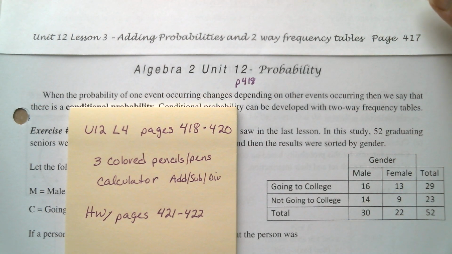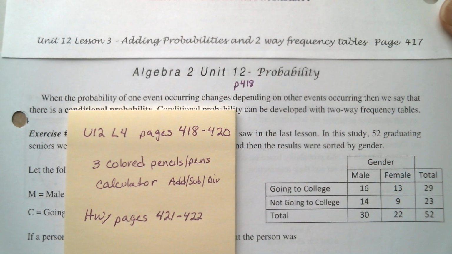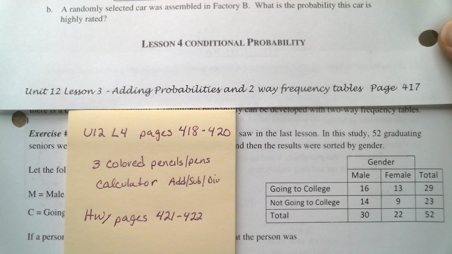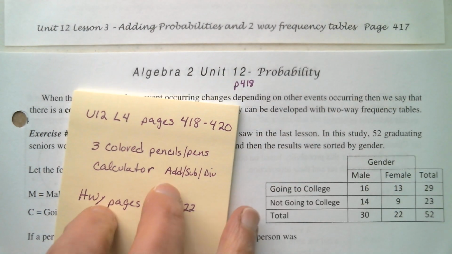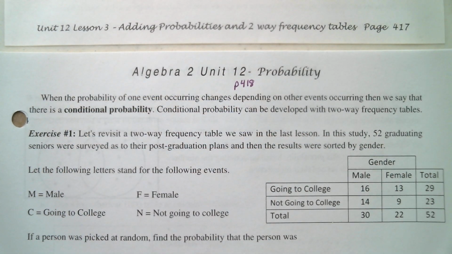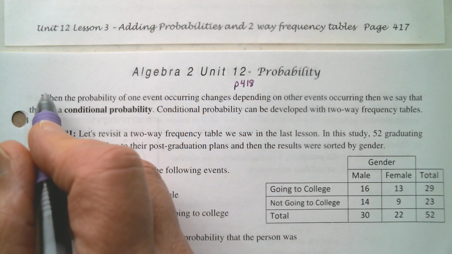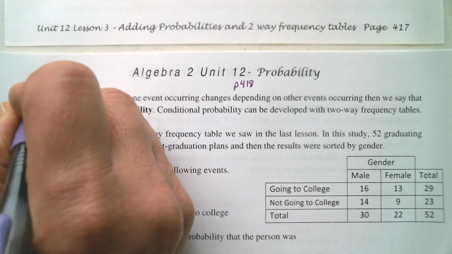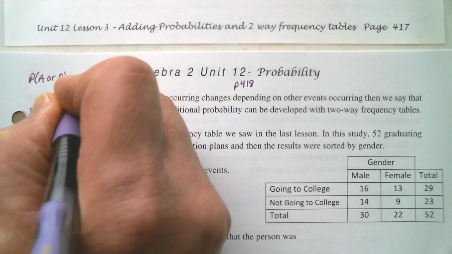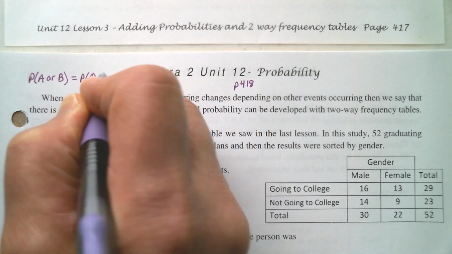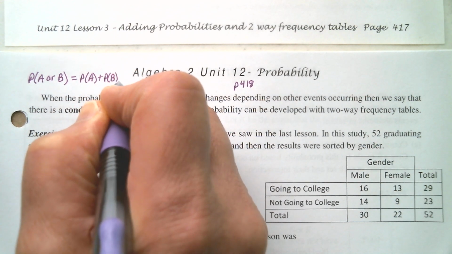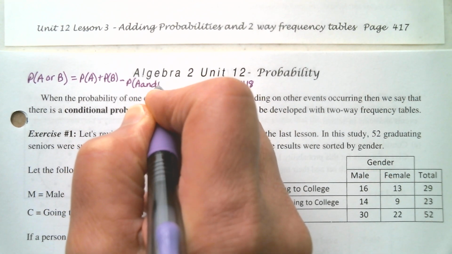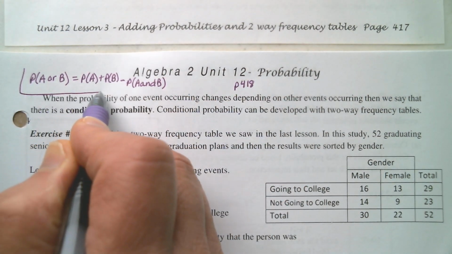So before we start conditional probability on page 418, which the actual title is on the bottom of page 417, Lesson 4, Conditional Probability. Remember, you need to know that one formula already: the probability of A or B is equal to the probability of A plus the probability of B minus the probability of A and B. So that's a formula you need to know.